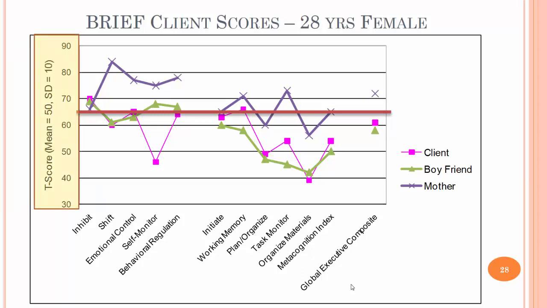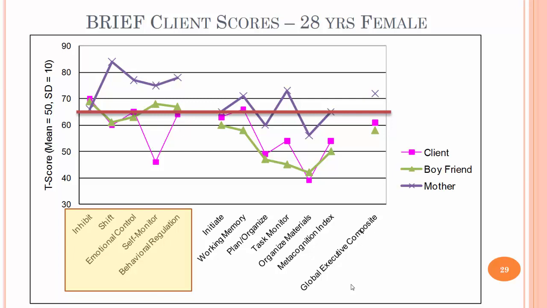First of all, the BRIEF scores are standardized in terms of a T-score that has a mean of 50 and a standard deviation of 10. The red bar is at a T-score of 65. Scores of 65 or above generally indicate an area of concern. There are 2 groups of executive function constructs that the BRIEF looks at. The first group has to do with behavioral regulation, looking at the client's ability to inhibit their responses, shift from one task to another, their emotional control, and their ability to self-monitor.